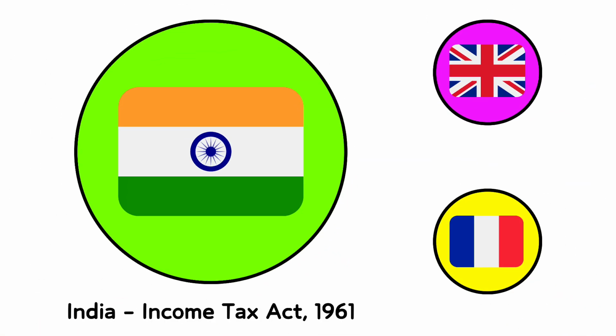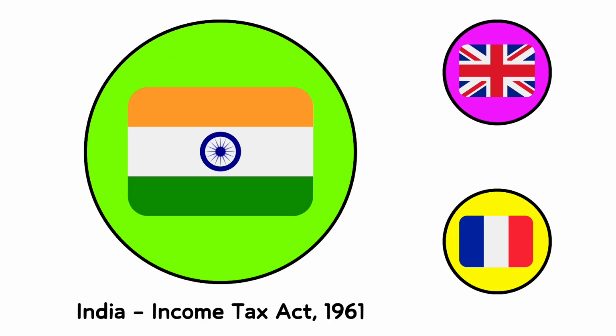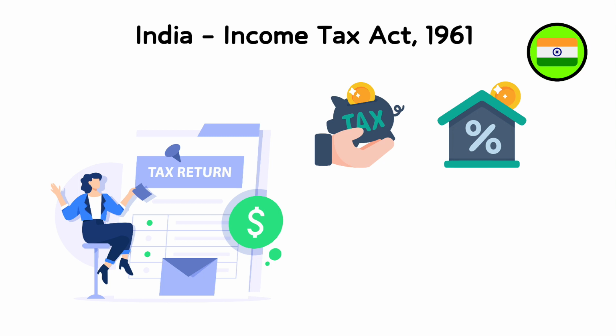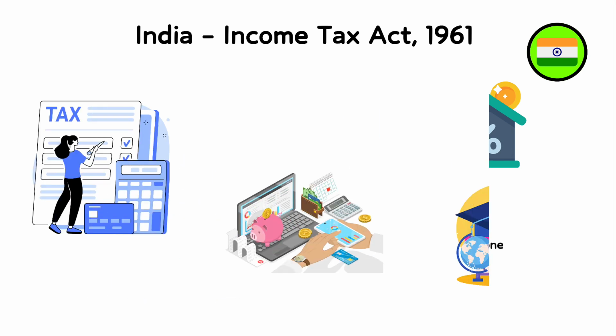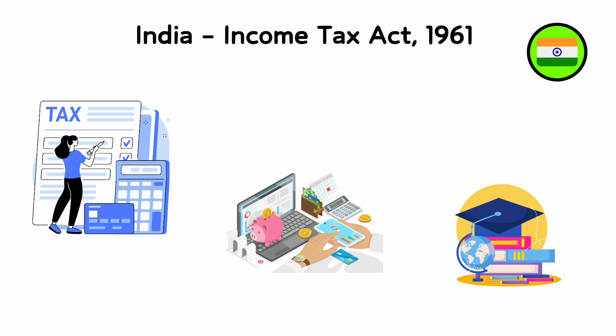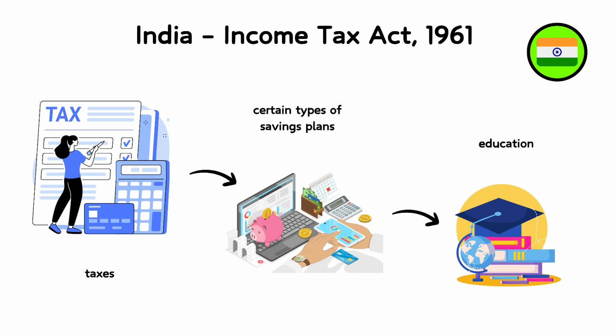India Income Tax Act 1961. India's Income Tax Act of 1961 explains how taxes work for everyone earning money in India. This includes the money you earn from your job, any profits made from selling things, and other types of income like winning a lottery. The law also lists different ways people can reduce their taxes, such as investing in certain types of savings plans or spending money on education.